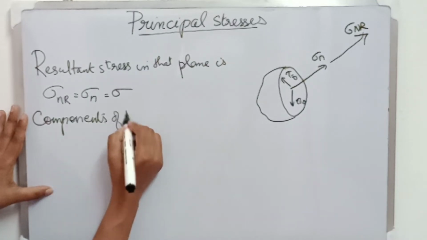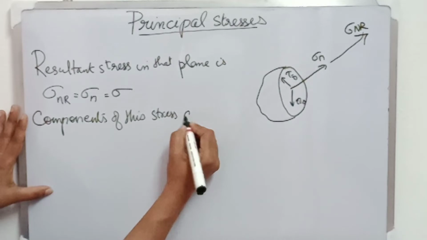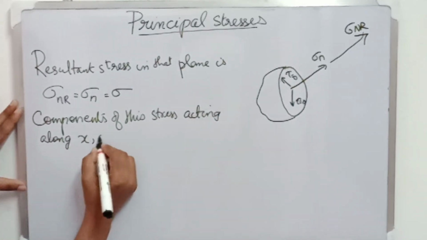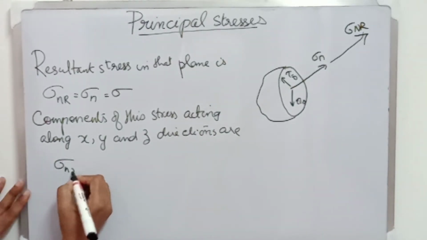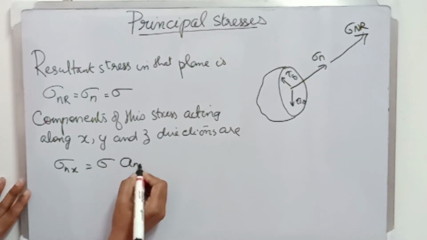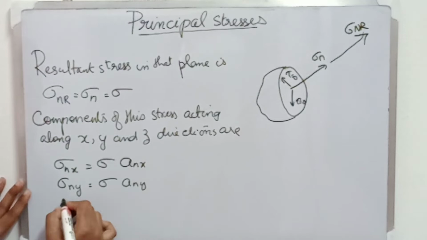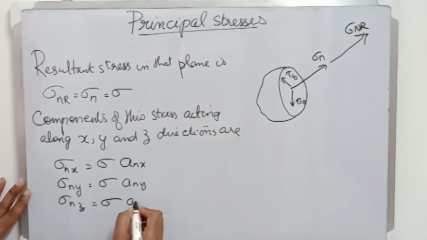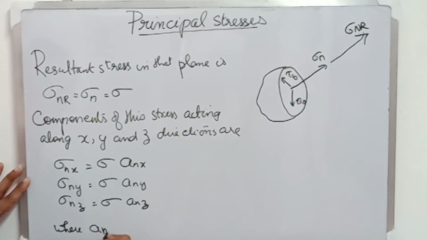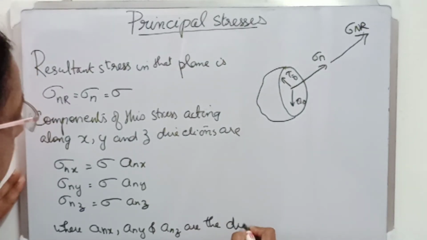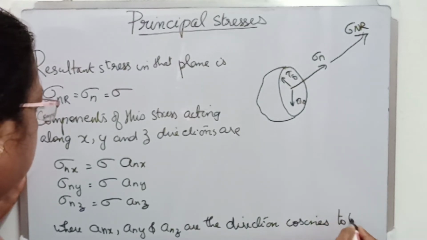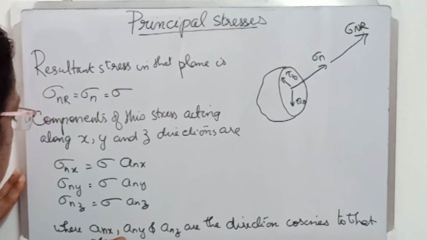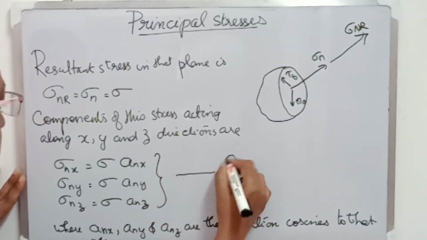Now let us write the components of this stress, that is sigma n, acting along x, y and z directions. They are sigma nx equal to sigma into anx, sigma ny equal to sigma into any, sigma nz equal to sigma into anz, where anx, any and anz are the direction cosines to that plane. I have already explained what are direction cosines in one of the previous lectures. Now let us name this set of equations as 1.